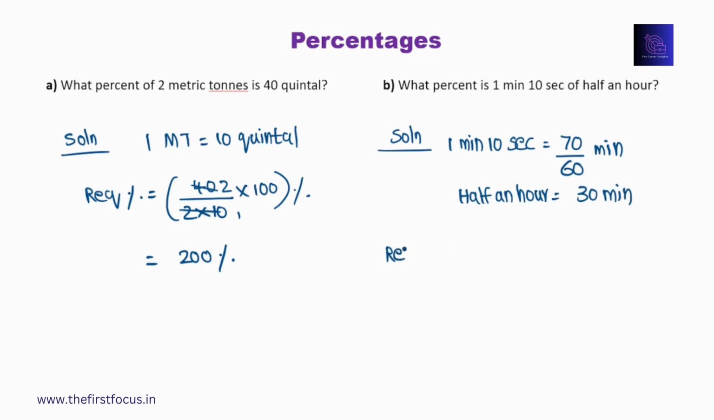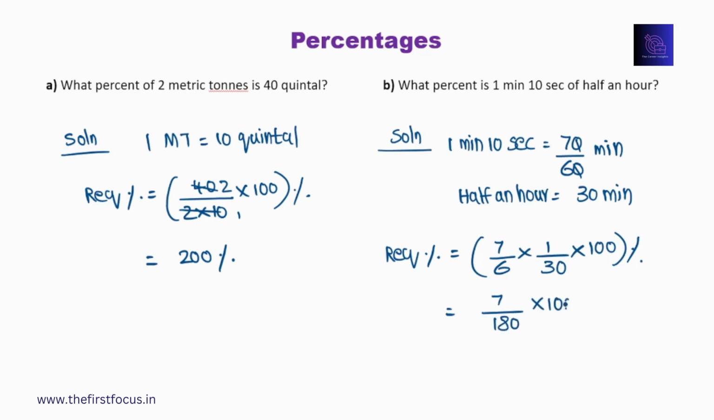Then our required percentage is 7 by 6 divided by 1 by 30, into 100. On solving this, we get 180 by 100, that is 3.89 percentage.